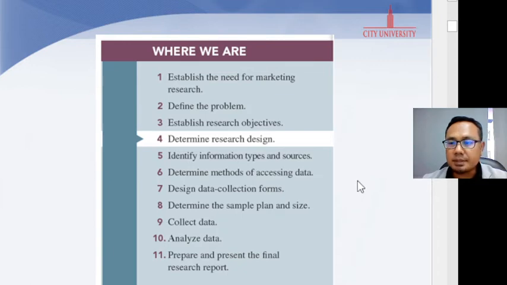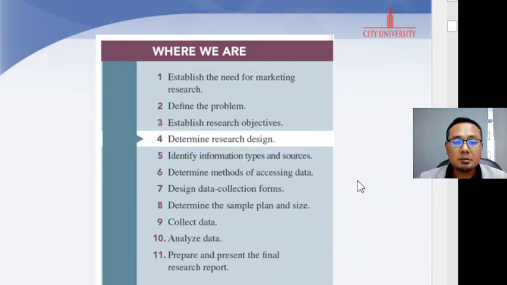For example, we are taking the example of marketing research. We can see where we are in this topic. First of all, the first step is to establish the need for marketing research. You can learn from your literature review, and then you define the problem, also from the literature review, and from there you can establish your research objective.